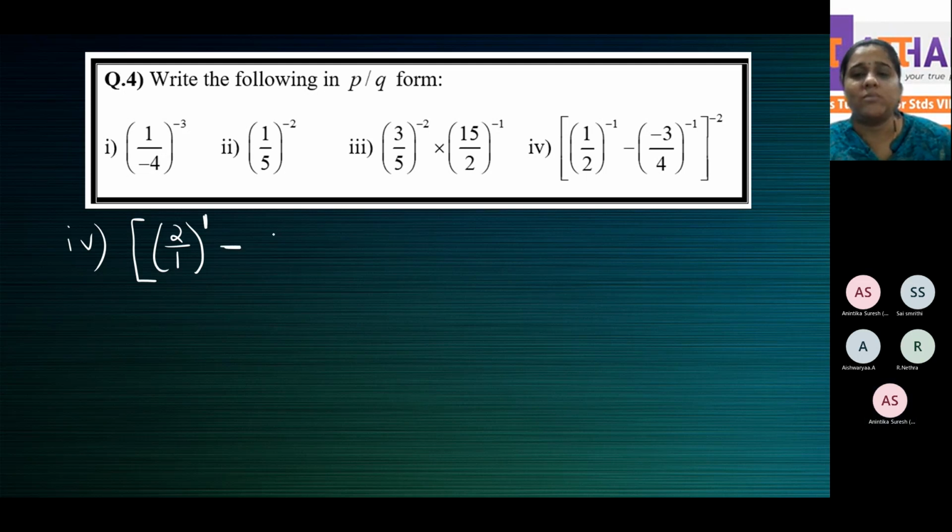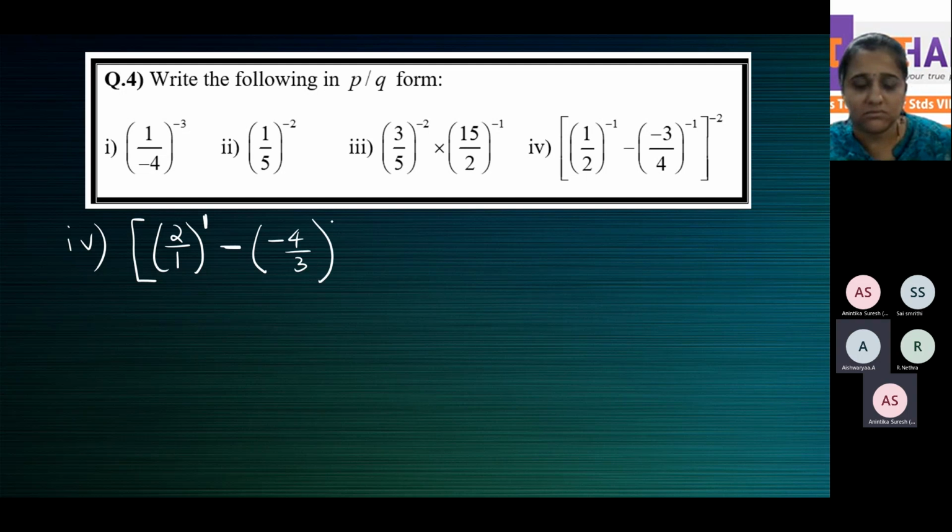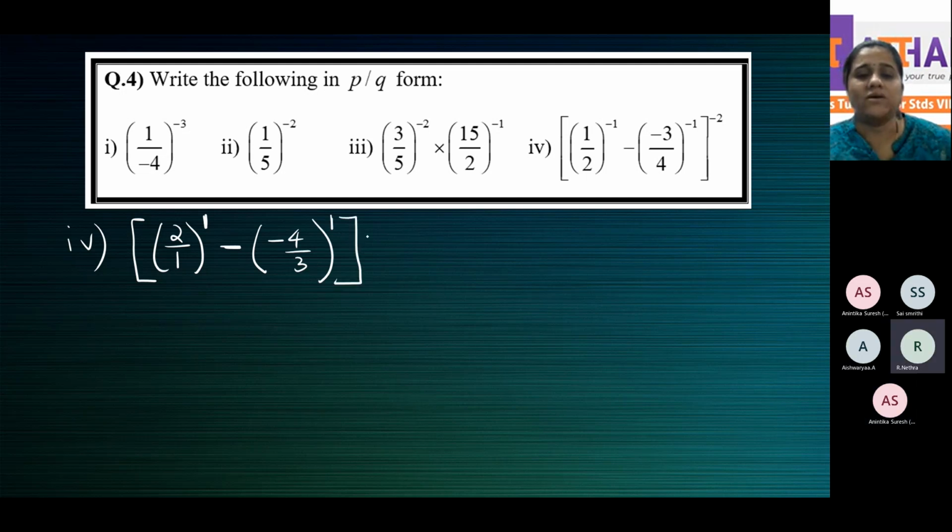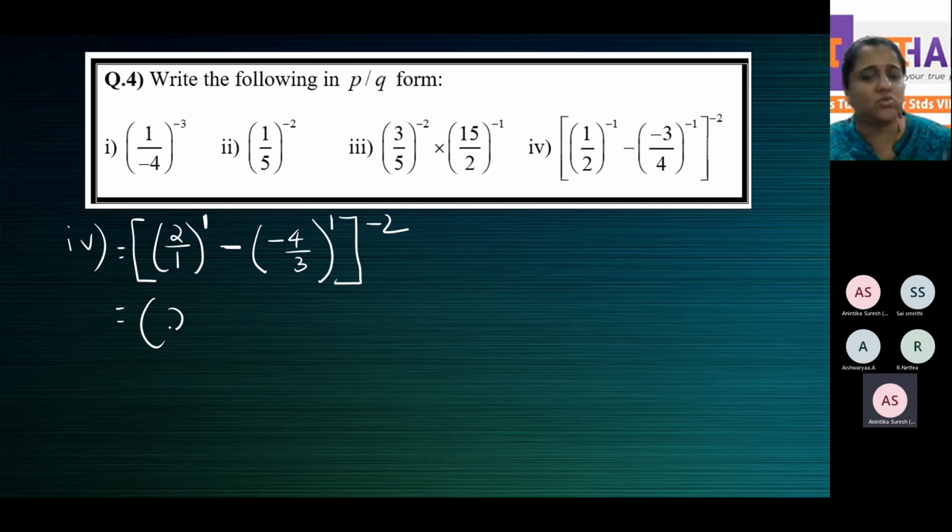What about the next one? Minus 4 upon 3, raised to the power positive 1. Ma'am, the whole power minus 2, correct? Yes, whole power minus 2 as it is. Minus 2 will not become plus 2. Next, after this, what is 2 by 1? 2 only it is. So this is 2.